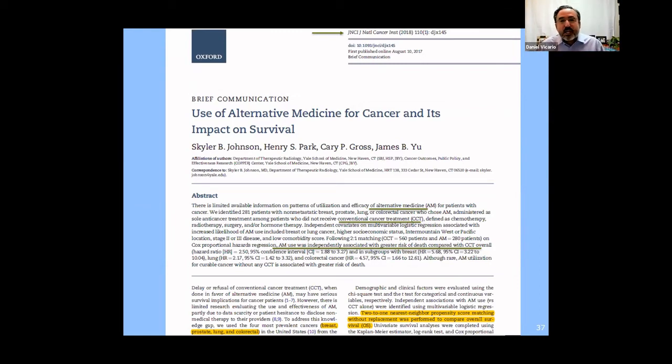I mean, the reason I don't like the word is because when doctors, oncologists especially, hear "alternative medicine," it sounds like someone doing something way out there on their own without being followed by anyone in the medical field. And this article from the Journal of the National Cancer Institute talked about alternative medicine use being independently associated with greater risk of death compared with conventional cancer treatment. Of course, this is biased, but it does say it.